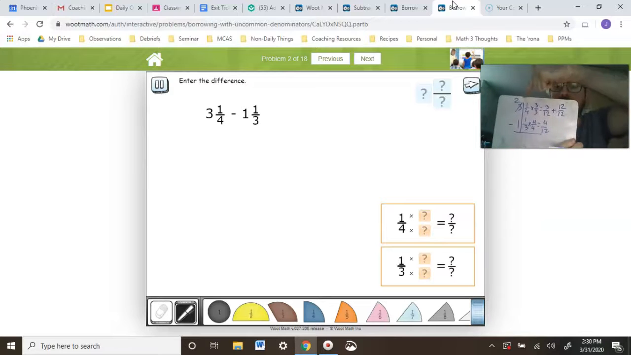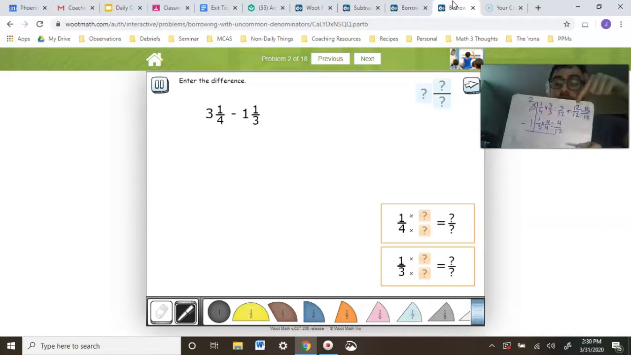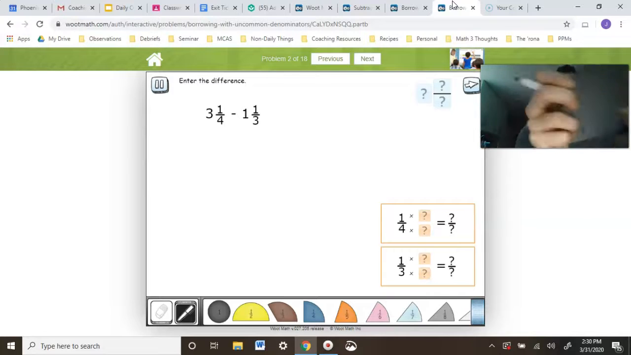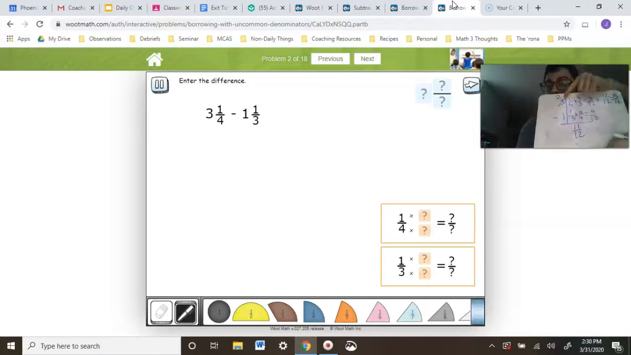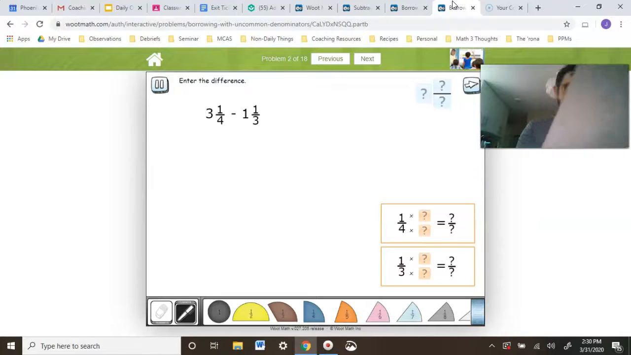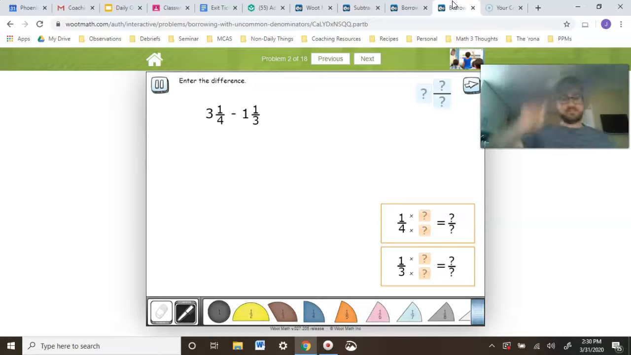So I take my 1 from here and I add it here. That equals 15 over 12. 15 over 12 minus 4 over 12 is going to be equal to 11 over 12. And then I go over to this part where now I subtract my whole numbers. 2 minus 1 is equal to 1. So I have 1 and 11/12.